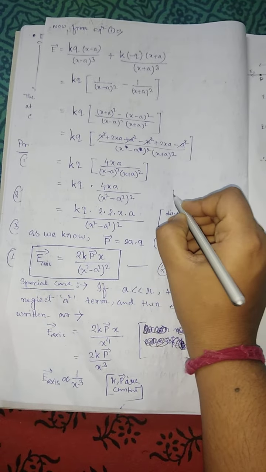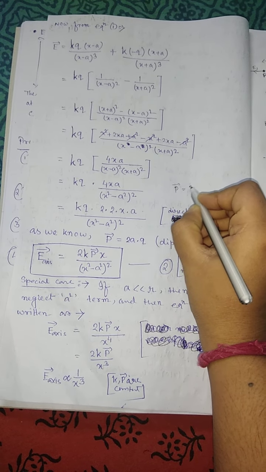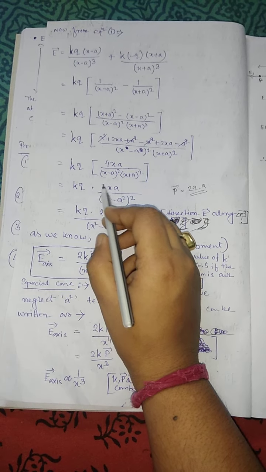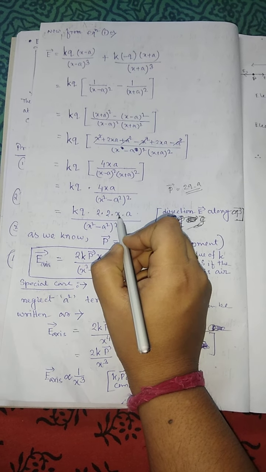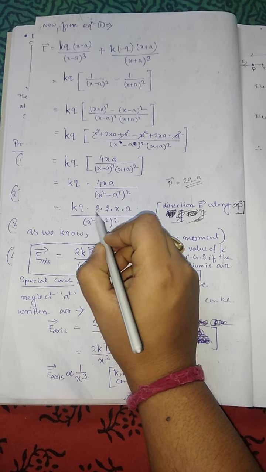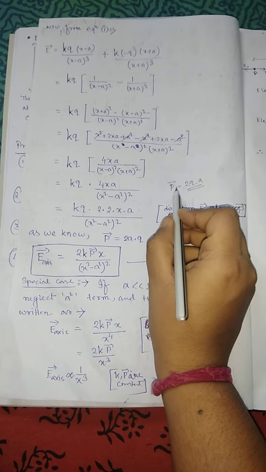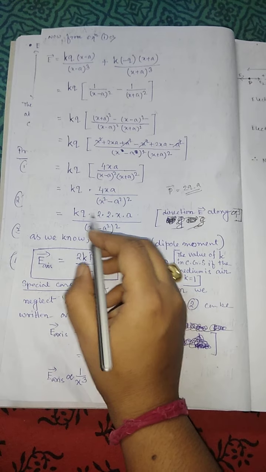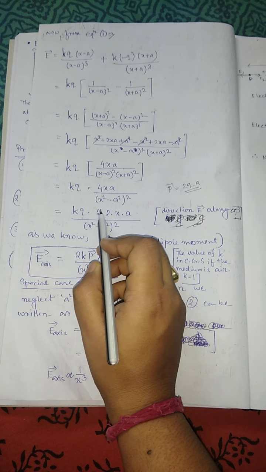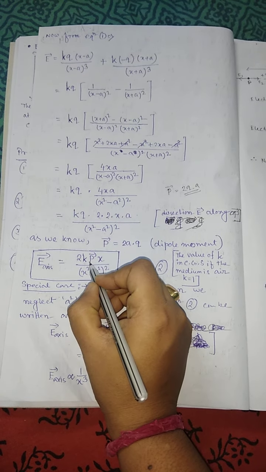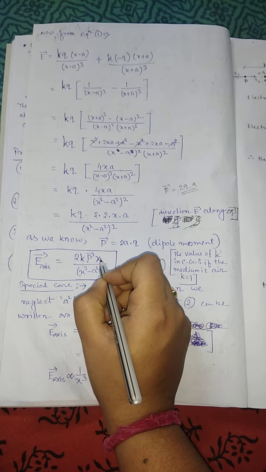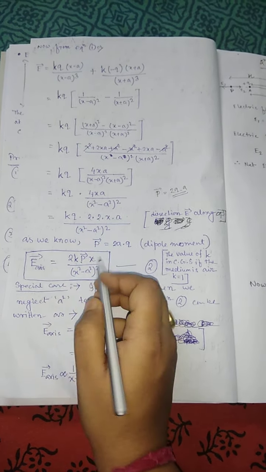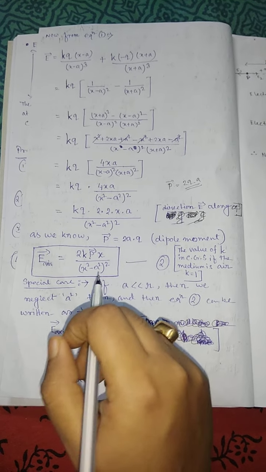Now we know that dipole moment P equals 2q into a. Okay. That's why we write 4 as 2 into 2 x into a. So 2qa is equal to P. So in place of 2qa we write P. So we have 2k dipole moment P into x by this one. So this is the ultimate expression for this derivation.